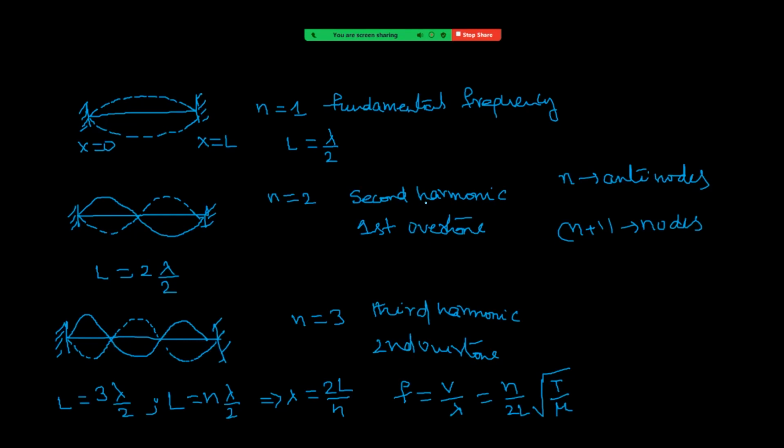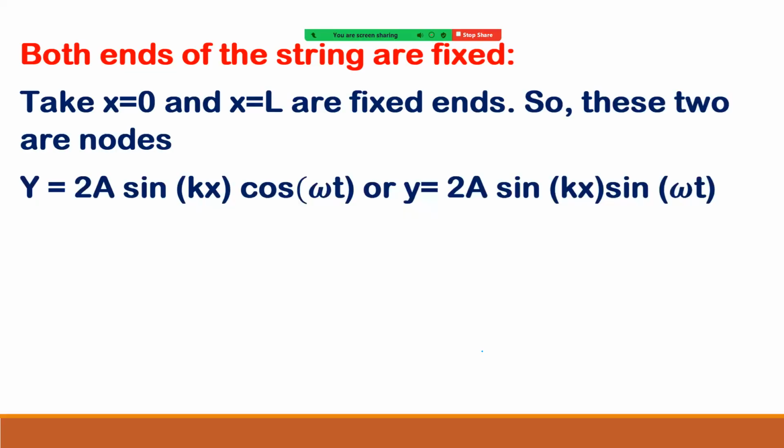Suppose the question is second harmonic. Second harmonic means n is 2. So 2 antinodes, 2 plus 1, 3 nodes. Or if given first overtone, first overtone means second harmonic. Nth overtone means n plus 1th harmonic. So this is now the expression for the frequency of the nth harmonic. And see notes for this one.